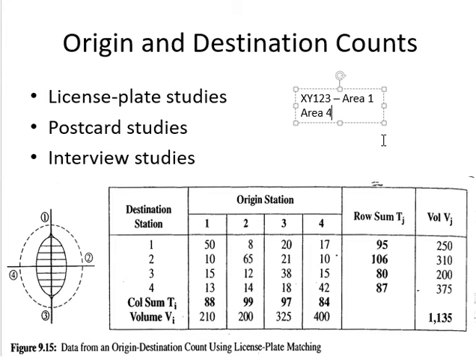Now, no matter which type of technique you apply, license plate, postcard, or interview, you cannot collect data for each and every person. With the license plate technique, while you record one number, other vehicles will move. With postcards, it is not a guarantee that everybody will return the postcard and fill it. With interview studies, it takes a very long procedure to interview even one family, so it is not possible to collect the data for all of them. So whatever method you apply, you will have a sample of the actual origin destination counts.